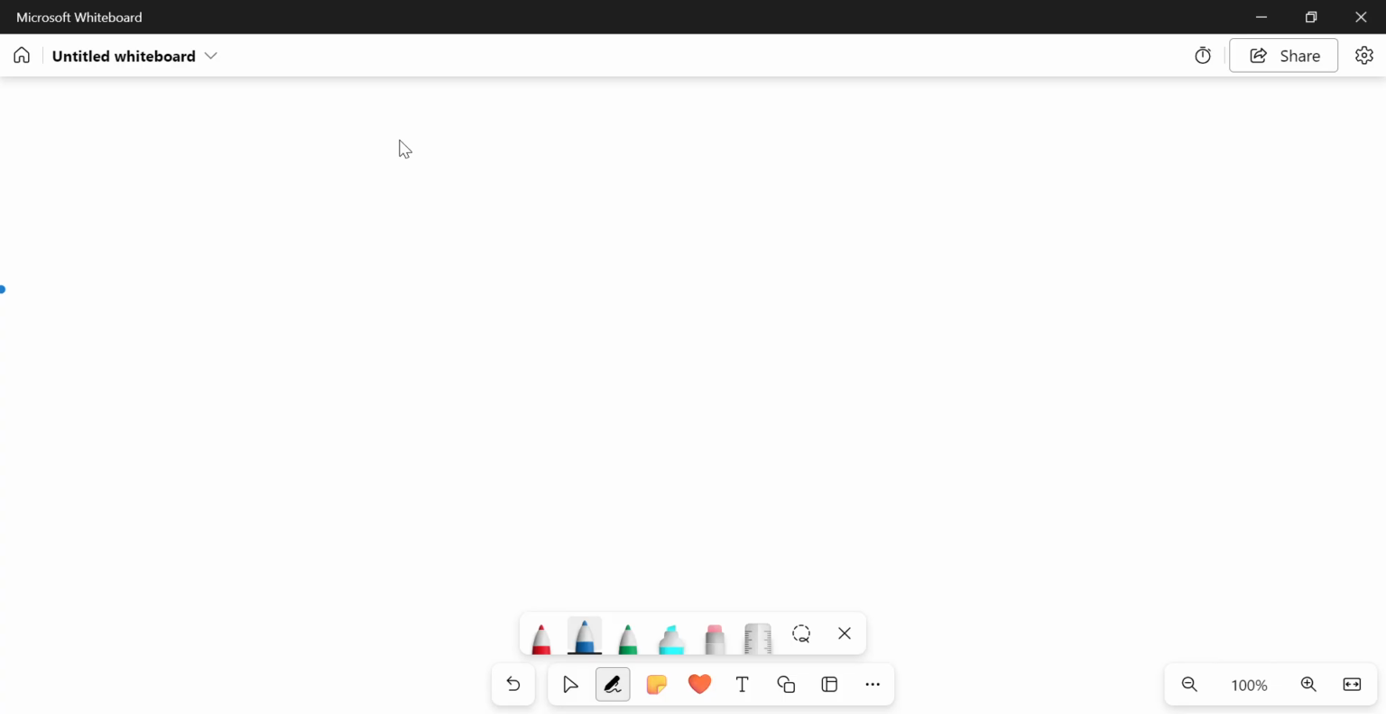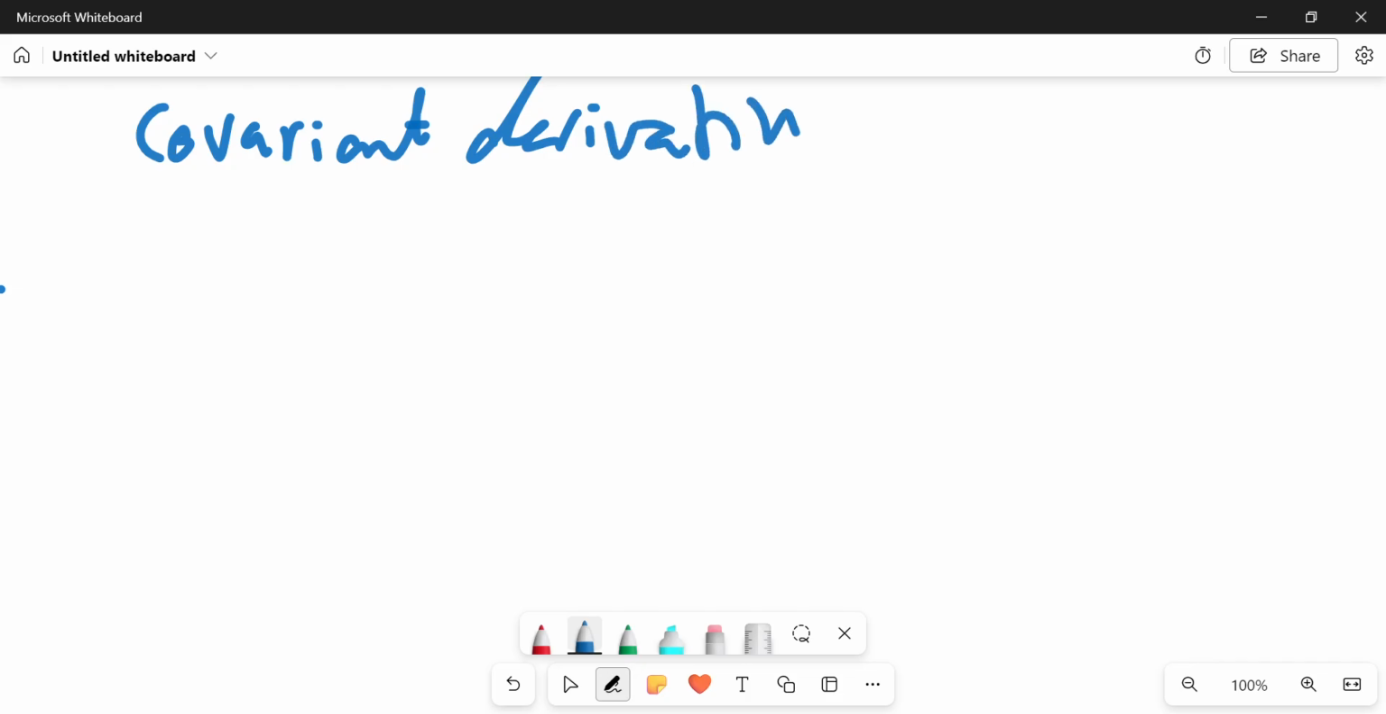Let's take the covariant derivative. The covariant derivative is a tensor field of rank (1,1). It's a tensor field, del y.